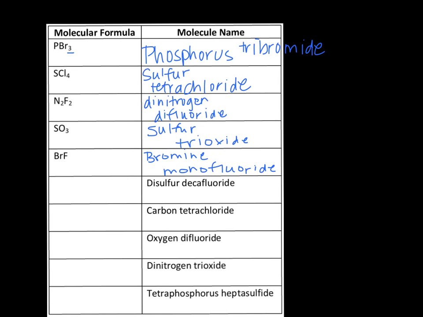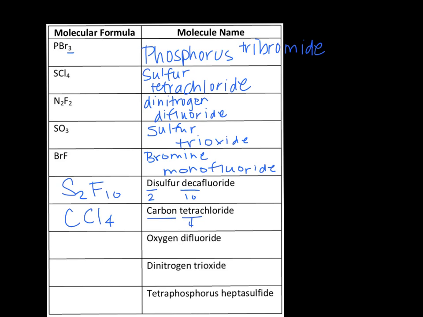All right, and then to write some formulas from the names, di is the prefix for 2, and so there's 2 sulfurs, and then deca is the prefix for 10, and so it's S2F10. And then next we have carbon, and since there's no prefix, that means we only have one of them. And then we have 4 chlorides.